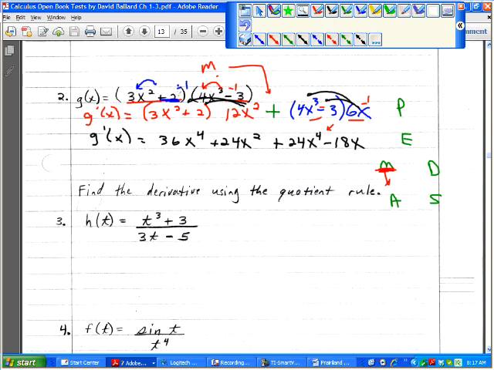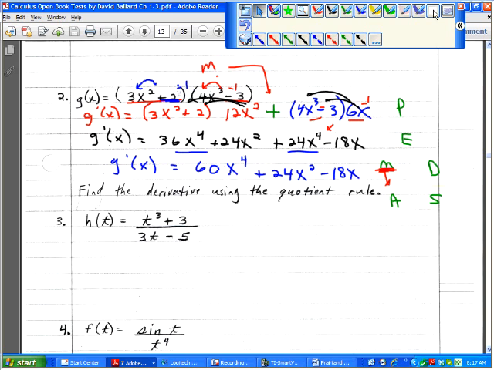Okay, now we're going to combine any like terms, and we've got an x to the 4th term here and an x to the 4th term there, so we can combine those, and we will have g prime of x is equal to 60x to the 4th plus 24x squared minus 18x. Let's see how we got that.